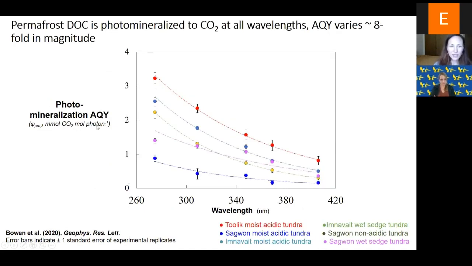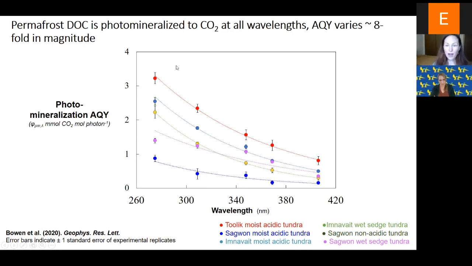Again, we've got the photomineralization AQY in millimoles of carbon per mole photon absorbed on the y-axis. Again, it's a spectrum, so versus wavelength. The points are all the different individual wavelengths where we made these measurements for different permafrost DOC leachates. And just like we observed in the surface waters, well, I should say first, of course, permafrost DOC was oxidized to CO2 at all wavelengths that we studied. And then just as we observed for surface waters, there was a range in magnitude. So at any wavelength you look at, you can see that some permafrost DOC has a lower yield of CO2 and some has a higher yield of CO2.